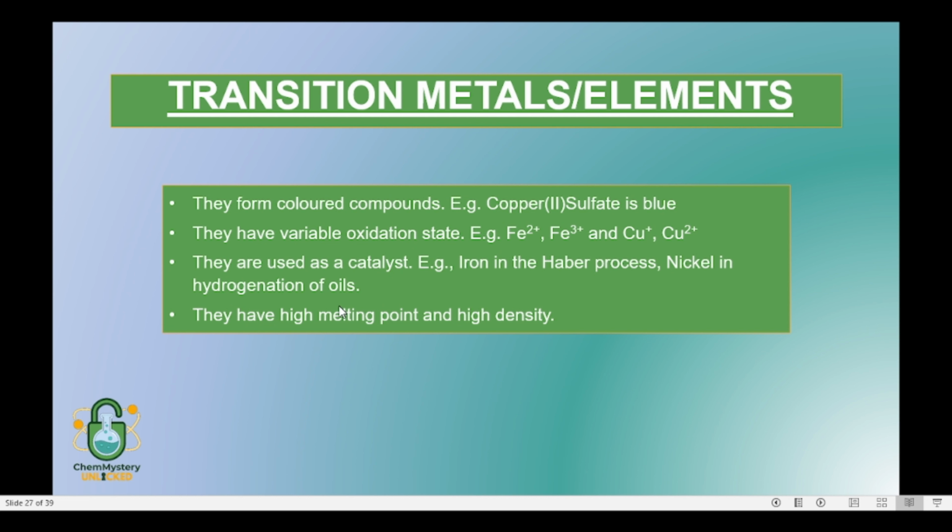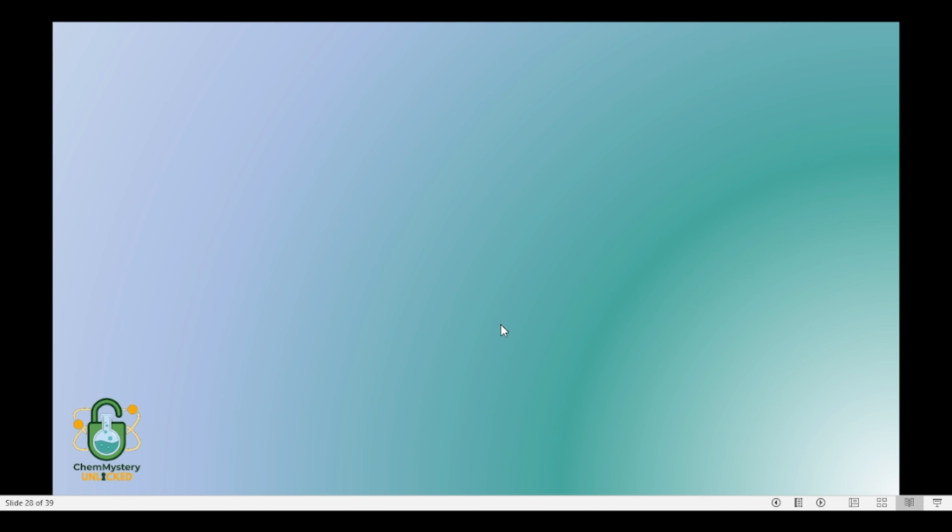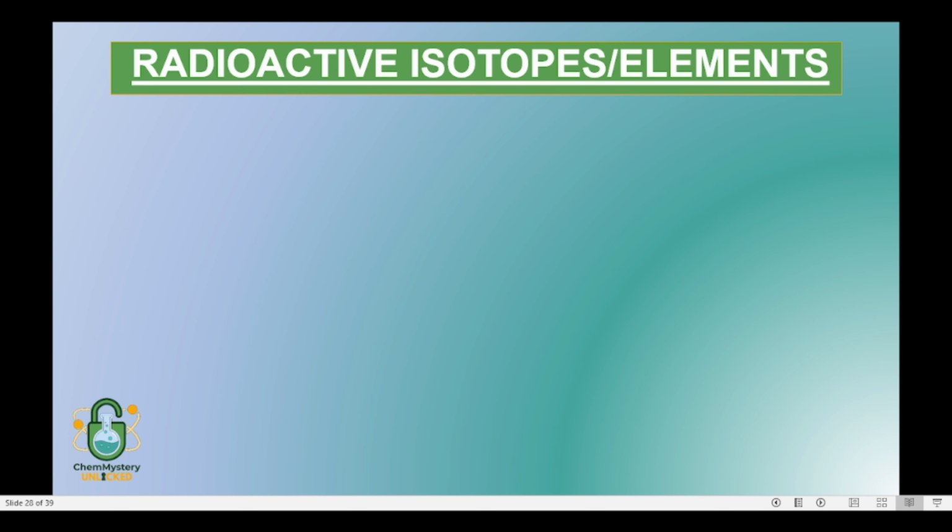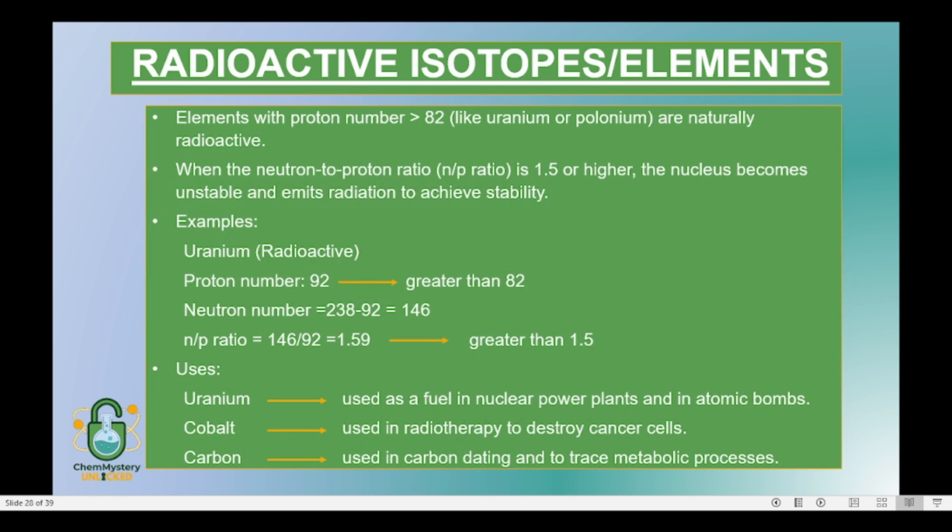Now, radioactive isotopes or elements. Elements with proton number greater than 82, like uranium or polonium, are naturally radioactive. हम लोग इनको पहचानेंगे कैसे भाई रेडियोएक्टिव एलिमेंट्स को? ये वो एलिमेंट्स होते हैं जिनका प्रोटॉन नंबर 82 से ग्रेटर हो. हमारे पास एग्जांपल भी है, यूरेनियम की है, पोलोनियम की है. These are naturally radioactive.